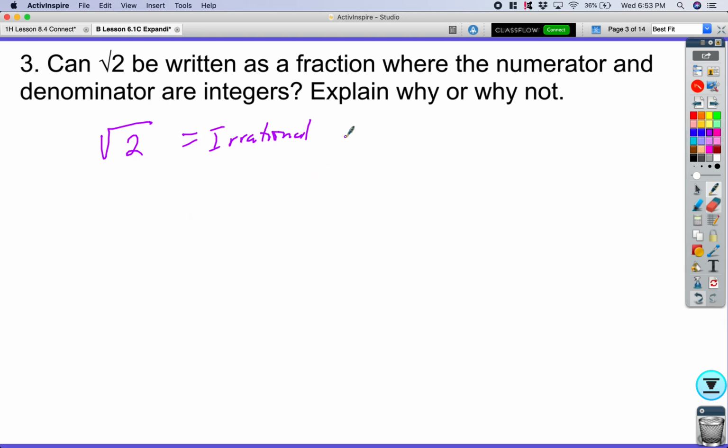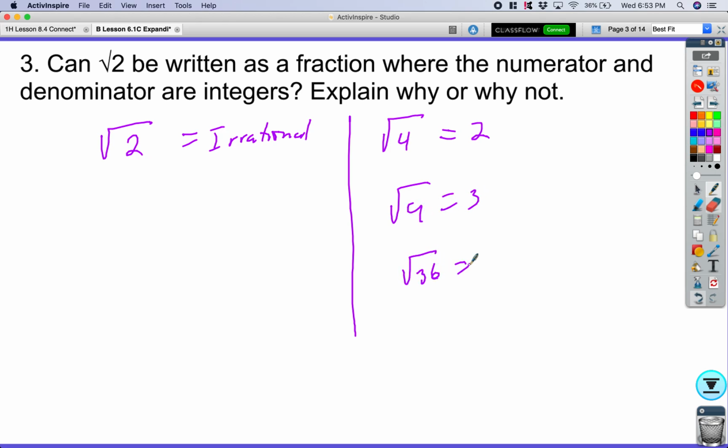For example, if I said the square root of 4, what are two numbers that are exactly the same that multiply to 4? Well, that would be 2 times 2. What's the square root of 9? That would be 3. What's the square root of 36? This would be 6. The square root of 100? This would be 10, because 10 times 10 is 100 and 6 times 6 is 36. But there are no two numbers that are exactly the same that are going to multiply to 2.